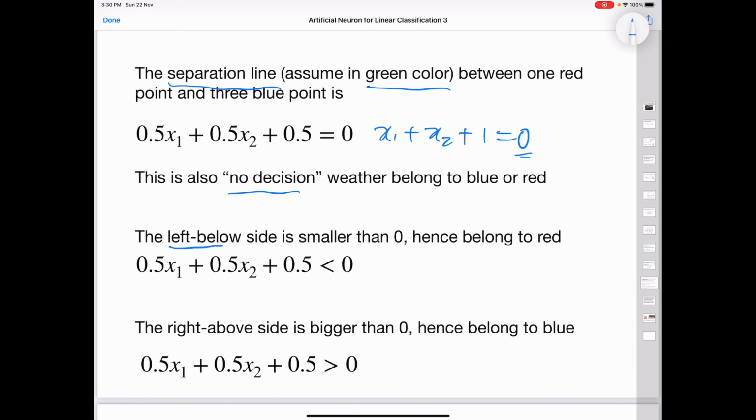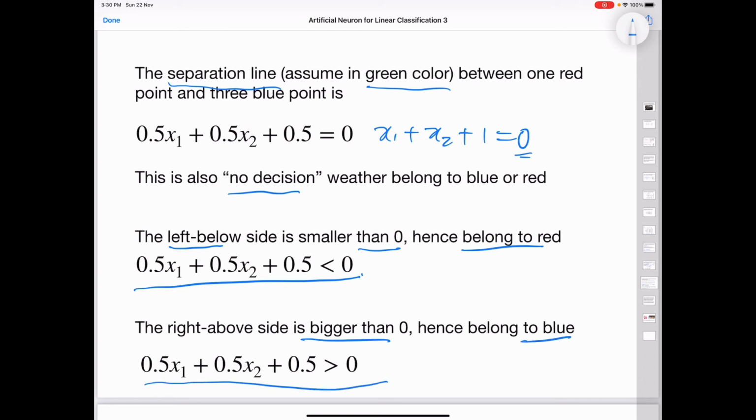On the other hand, in the lower left corner, the value is smaller than zero. Therefore, it belongs to the red color. That is the second case. For the third case, the upper right side, the value is bigger than zero. Therefore, it belongs to the blue color.